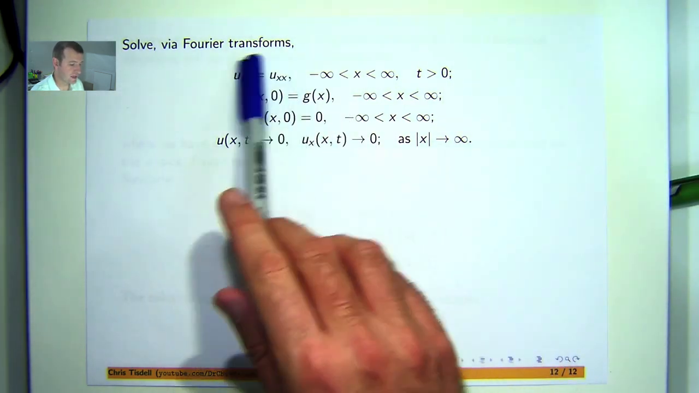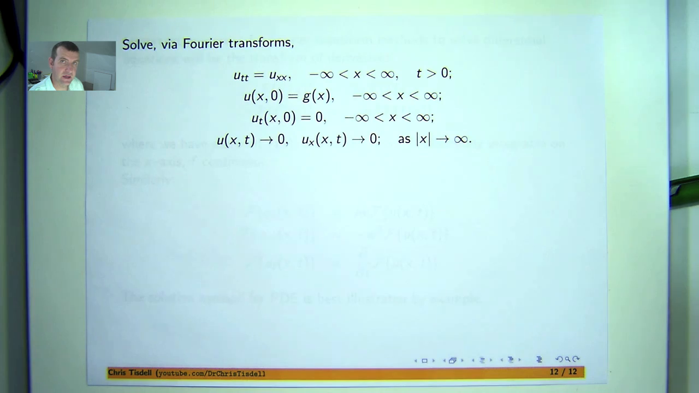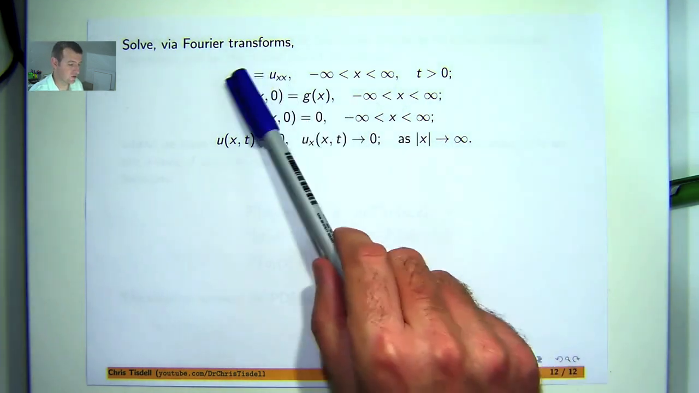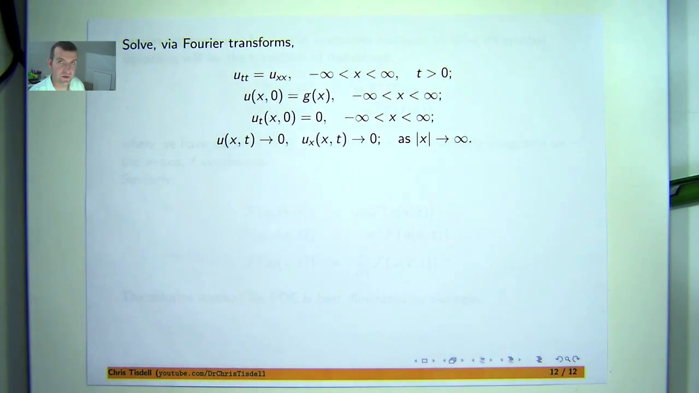Okay, so in order to solve this problem, there's a definite algorithmic procedure involved. You transform your PDE. You produce a new problem, which is simpler, usually an ODE. You solve that, and then you take the inverse transform of that solution to recover the solution U to your original problem.